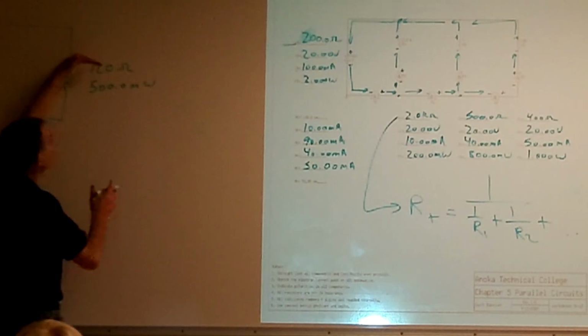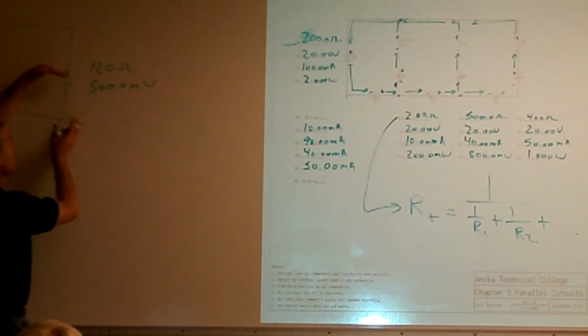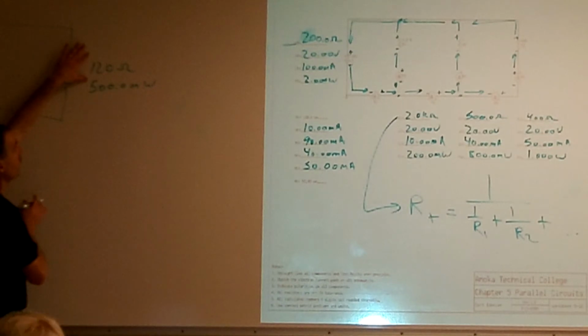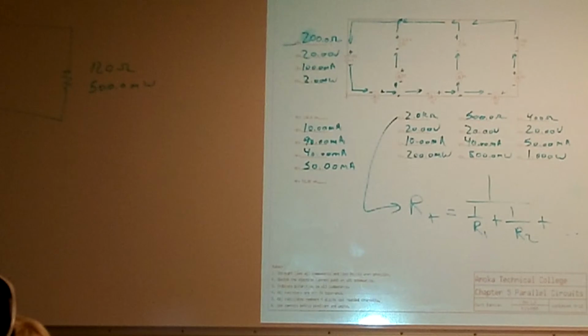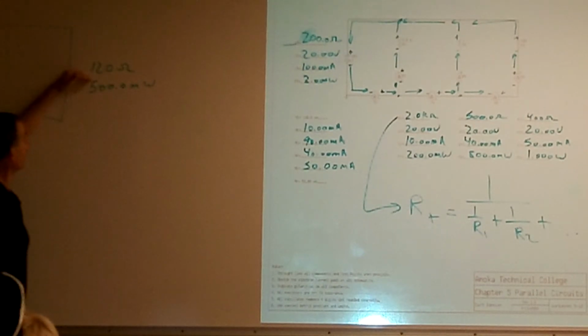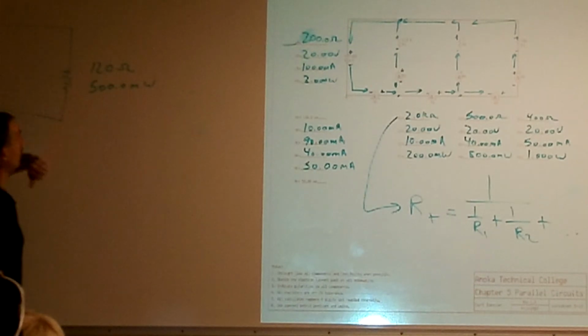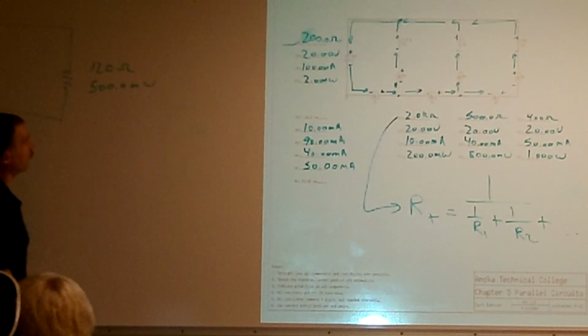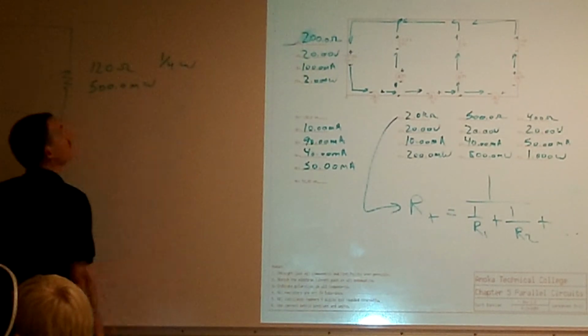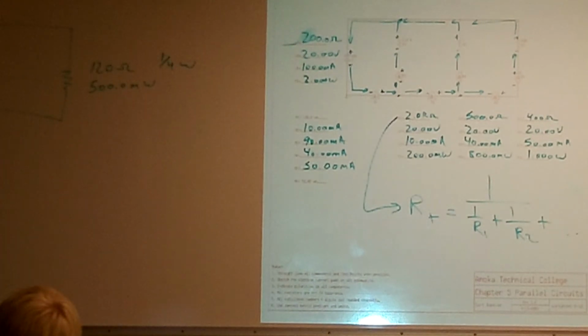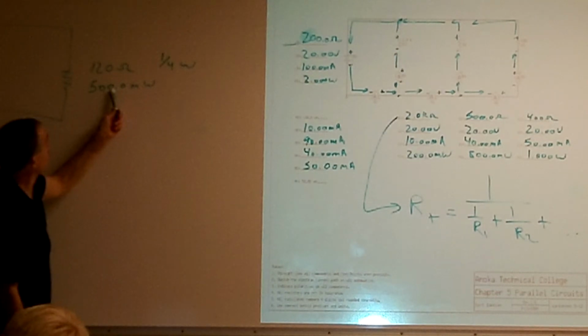So I've got this component that's going to dissipate 500 milliwatts of power. I go over to my parts bin and I know that I need a 120 ohm resistor, and I go into my parts drawer and I've got a whole bunch of 120 ohm resistors, but they're all quarter watts. Okay? Well, that won't take care of the 500 milliwatts.